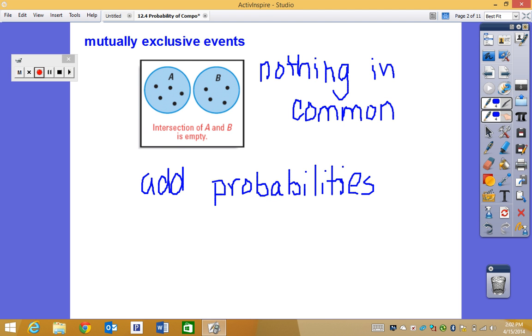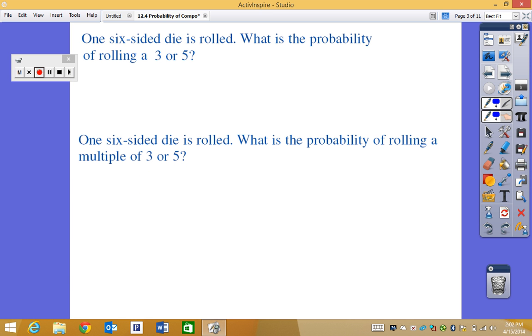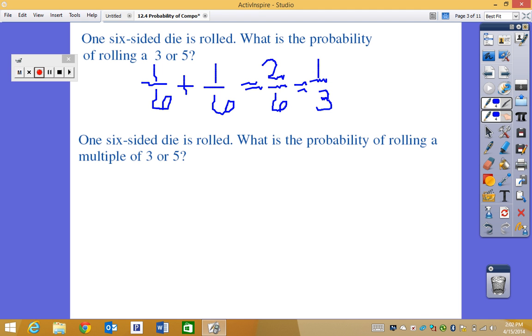Let's take a look at an example. One 6-sided die is rolled. What is the probability of rolling a 3 or a 5? On a 6-sided die, there is one way to get a 3, and there is one way to get a 5. Since they have nothing in common, we simply add the probabilities together, which would be 2 out of 6, which reduces to 1/3, and that can be 0.3 repeating or 33 1/3%.